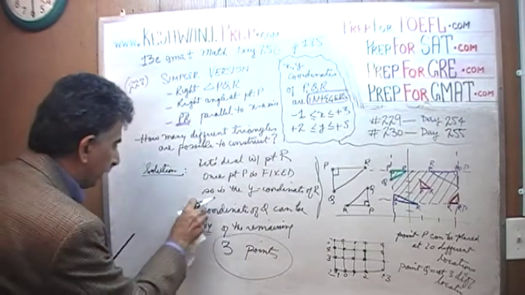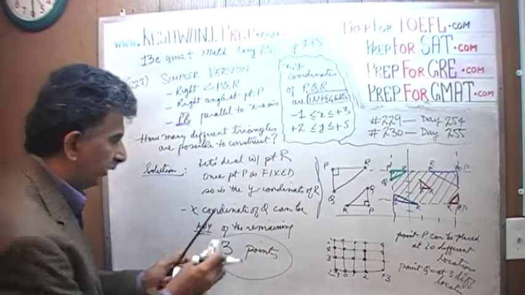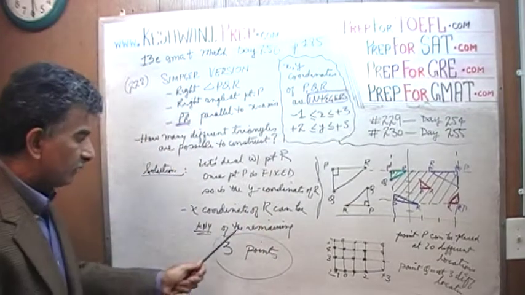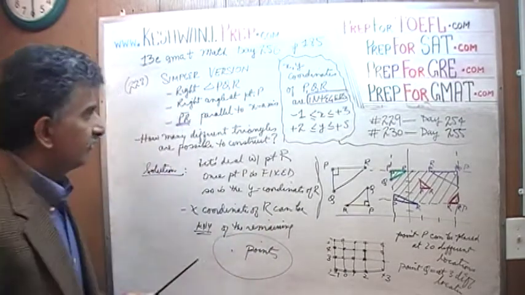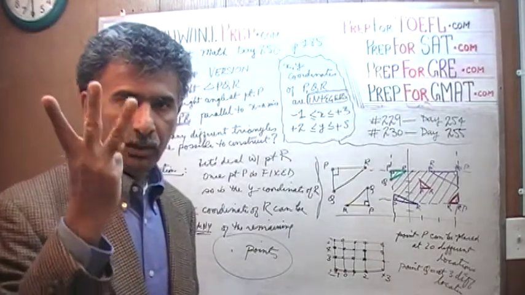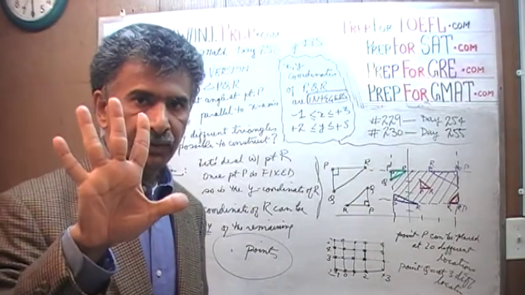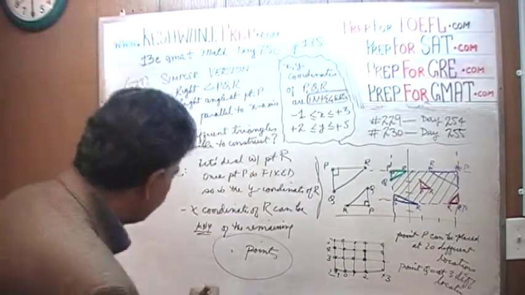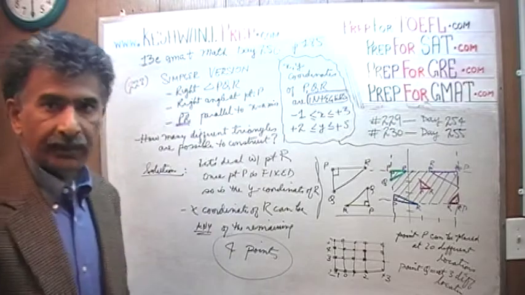The x coordinate of point R can be any of the remaining ones. How many choices did we have for the x coordinate? Let's count them: -1, 0, 1, 2, 3. We have 5 choices to begin with. We have already used one of those 5 choices for point P. We have only 4 choices left. That's it, we are done.